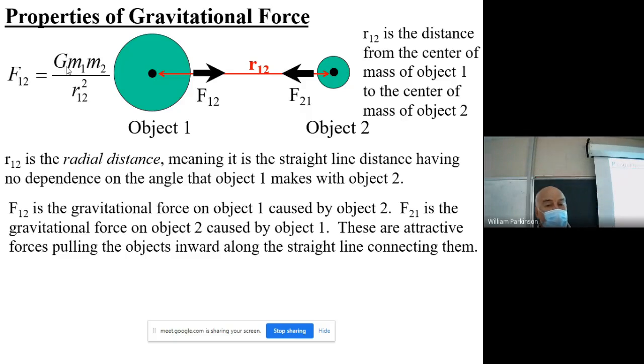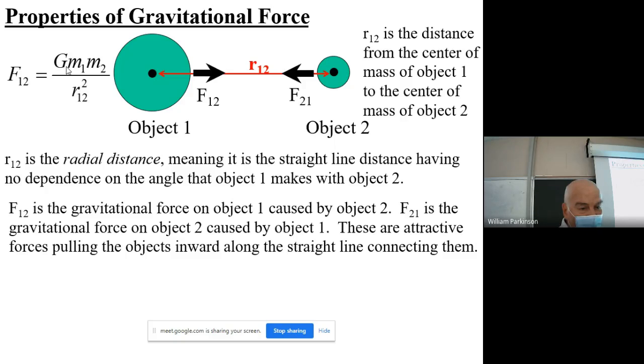F12 accounts for not only the magnitude of the force on object 1, it accounts for the direction. Notice it's pointing towards object 2, F12. Notice force F21 is pointing towards object 1. So what we would say is that object 1 is being pulled towards object 2. Object 2 is being pulled towards object 1. And that's the nature of gravity. It pulls objects to each other.